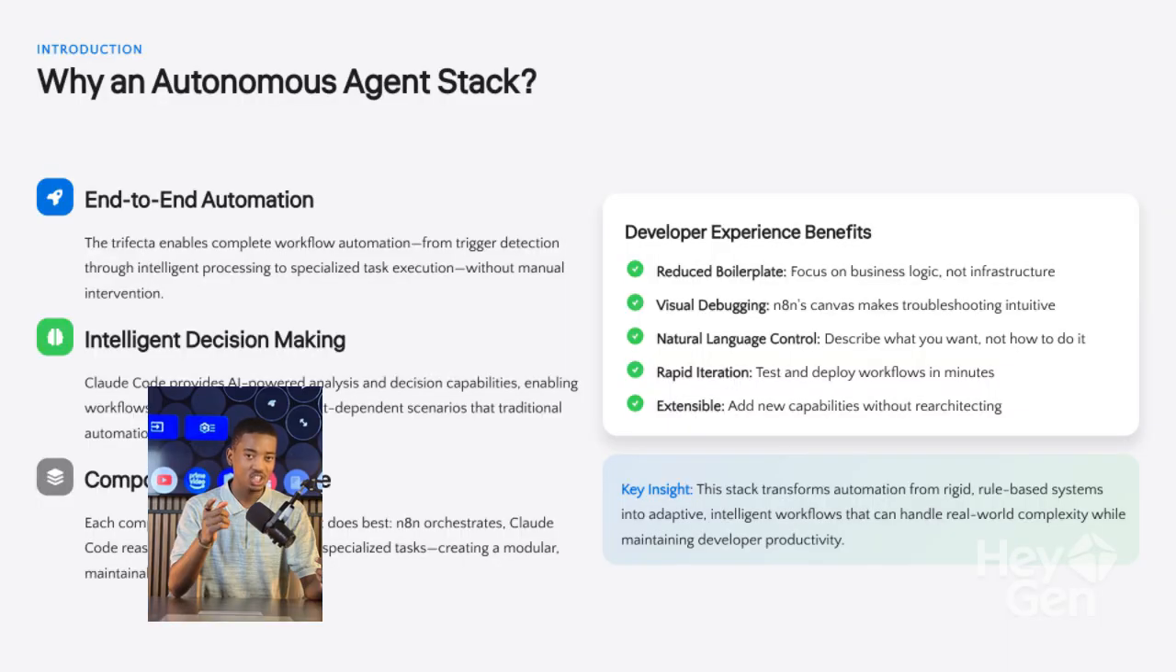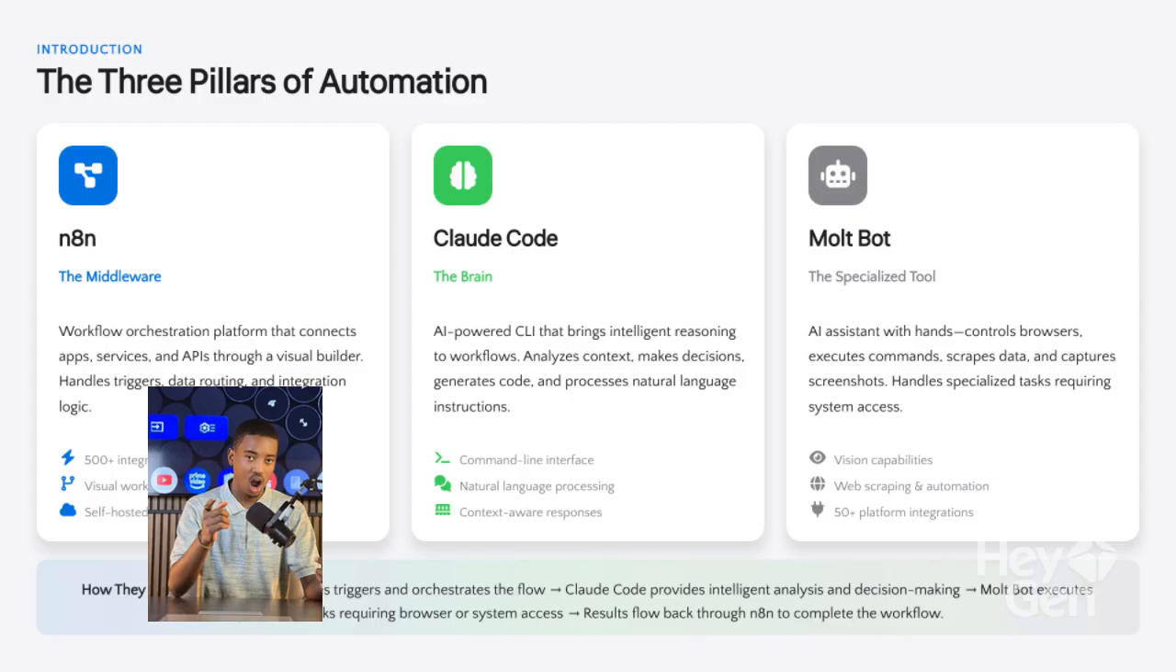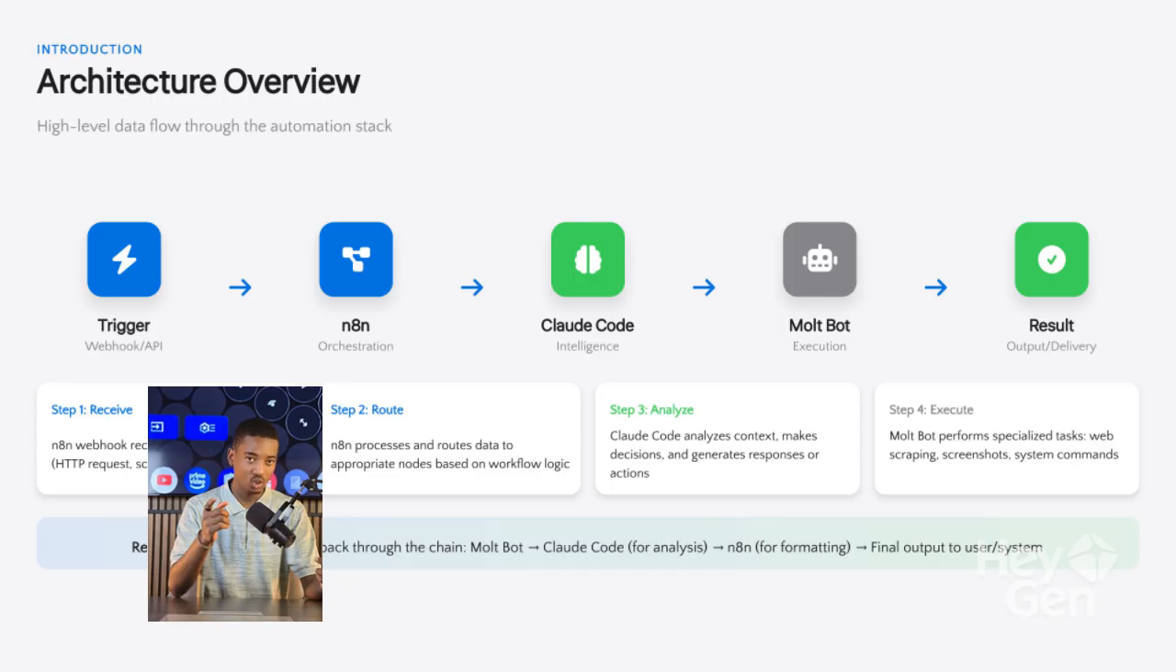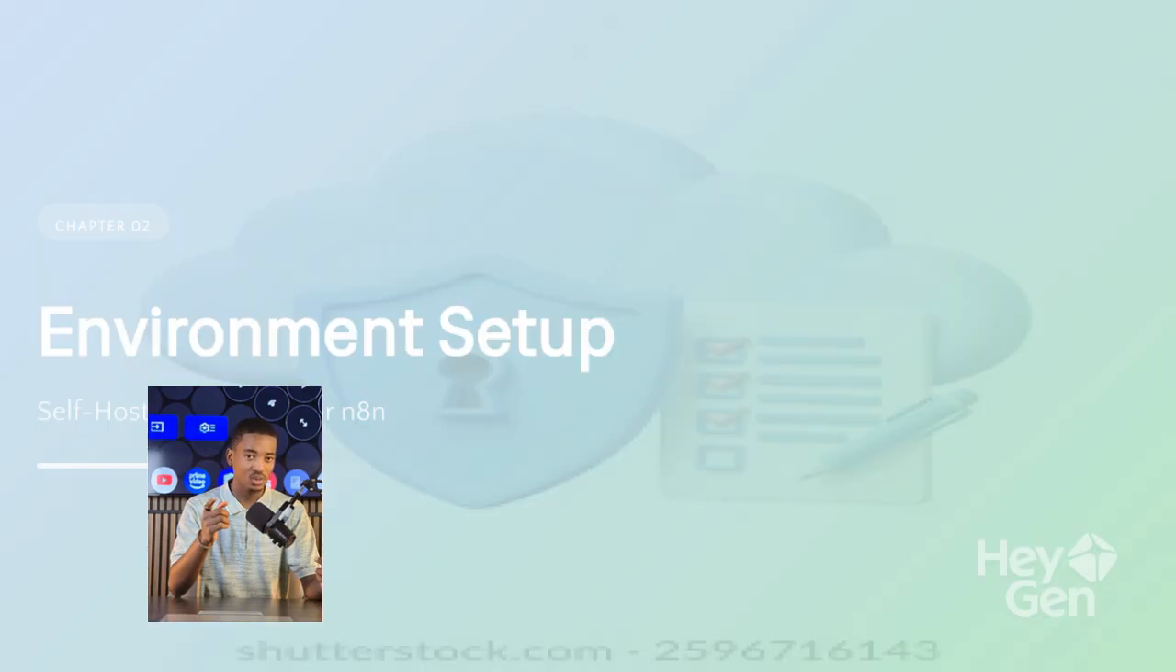An autonomous agent stack enables end-to-end automation, intelligent decision-making, and a composable architecture, making it ideal for complex workflows. Our trifecta consists of n8n, the middleware, Claude Code, the brain, and Molt Bot, the specialized tool, each bringing unique capabilities to the table. Here's a high-level overview of how data flows through our automation stack, from trigger to execution and output. Now let's dive into environment setup and explore the pros and cons of self-hosting versus cloud for n8n.